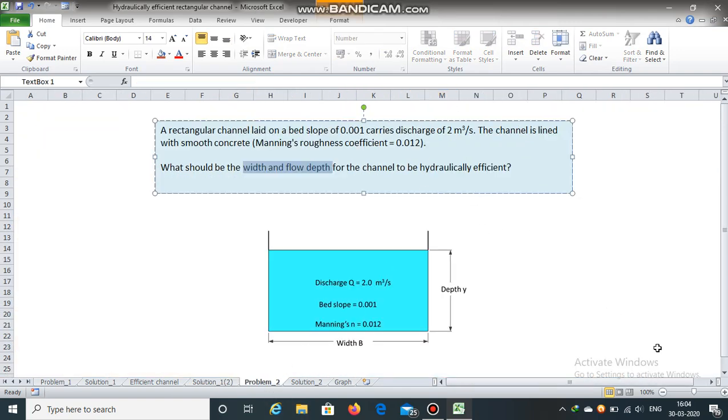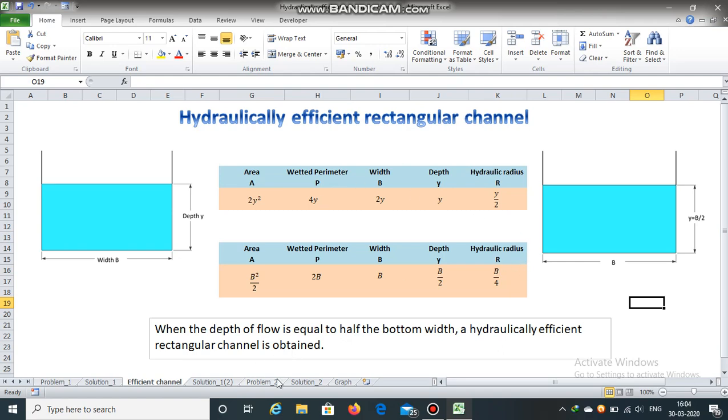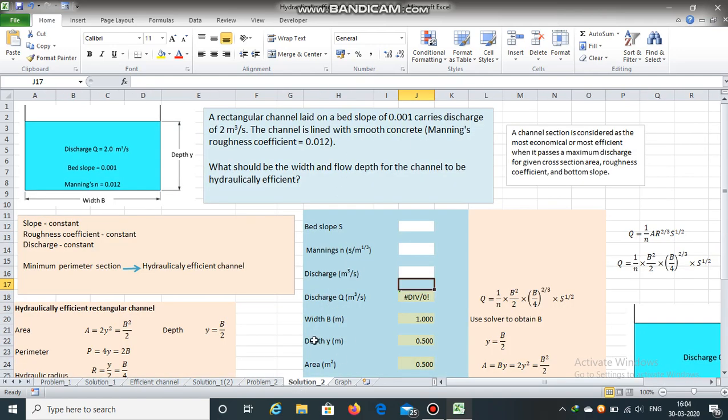Now a rectangular channel is laid on a bed slope of 0.001. It carries discharge of 2 meter cube per second. Here discharge is given. The channel is lined with smooth concrete with Manning's roughness coefficient of 0.012. What should be the width and flow depth? In this case the area of flow is not given. Instead of that, discharge is given. Now we'll be using these equations to obtain width and flow depth of a hydraulically efficient rectangular channel.